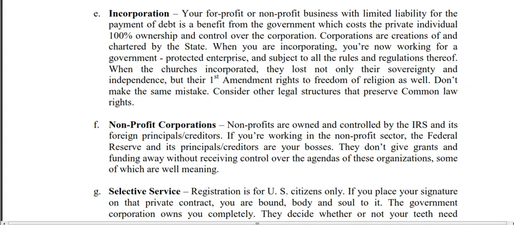When the church is incorporated, they lost not only their sovereignty and independence, but their First Amendment rights to freedom of religion as well. Don't make the same mistake. Consider other legal structures that preserve common law rights.